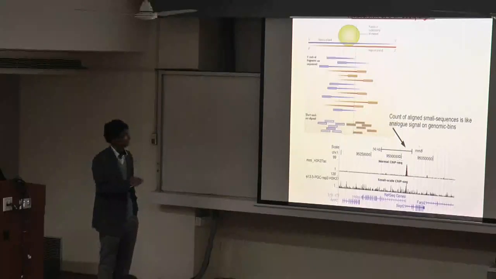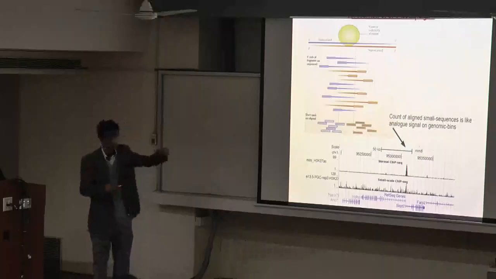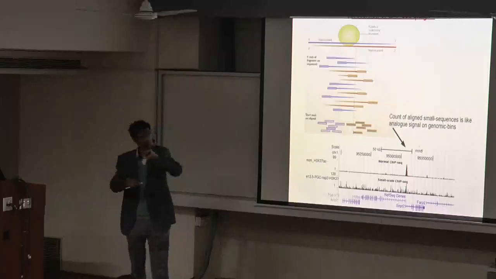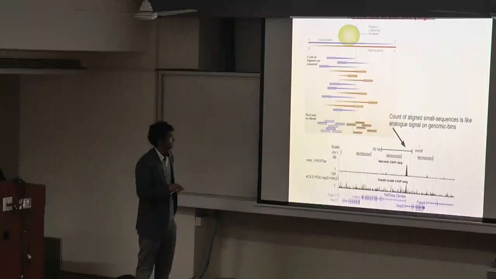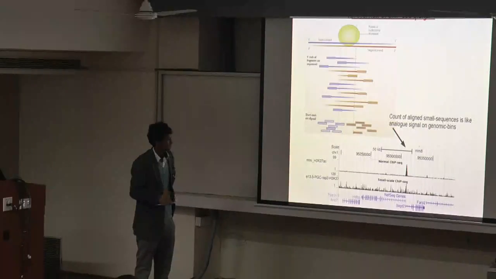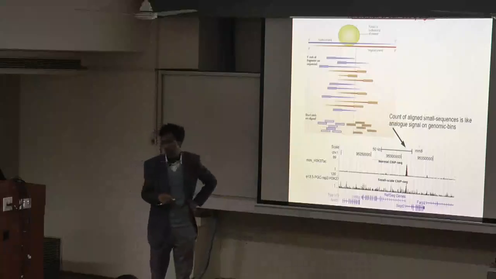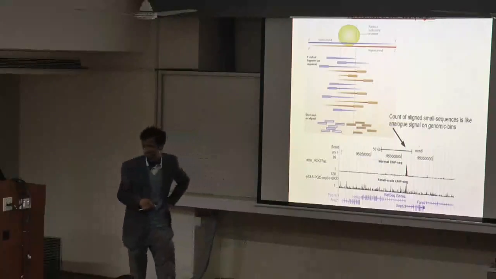They can be in both directions, on both strands, because DNA is generally double stranded. So we take the aligned reads and count how many reads are coming from this location. And this count becomes the signal. And this is where we come into the picture: we do signal processing.